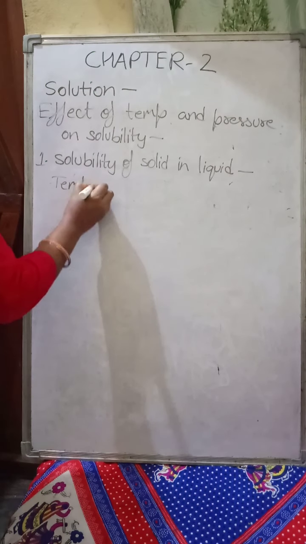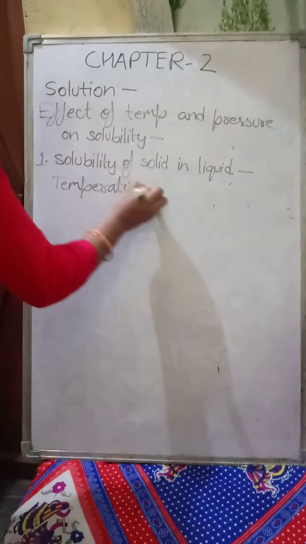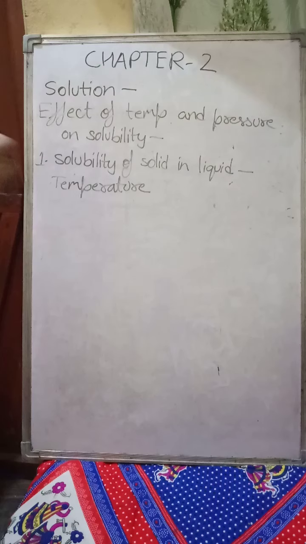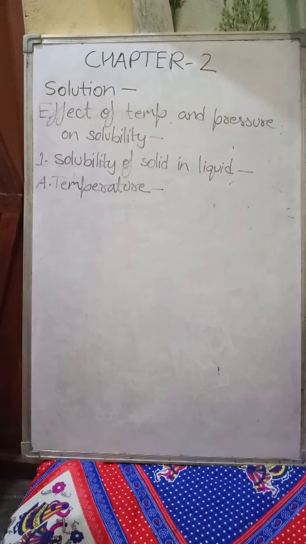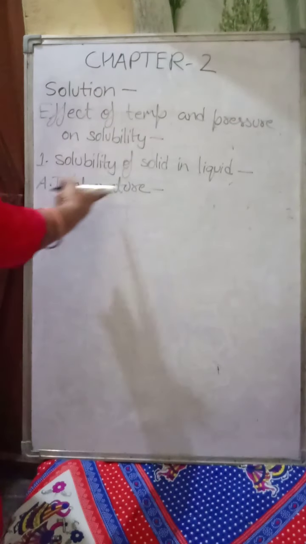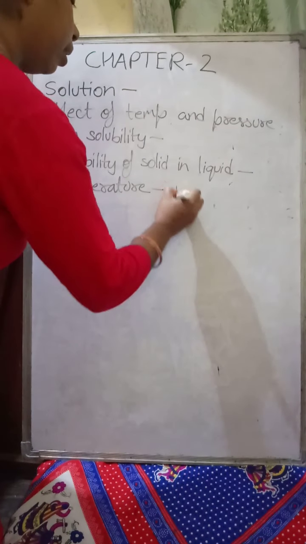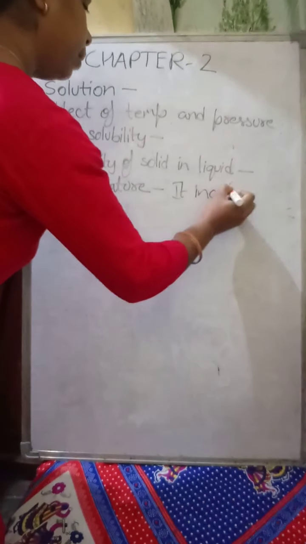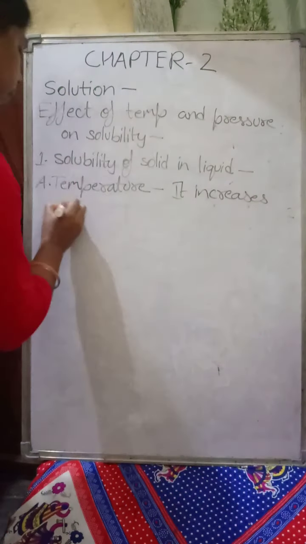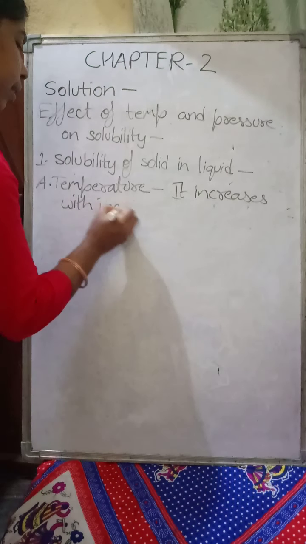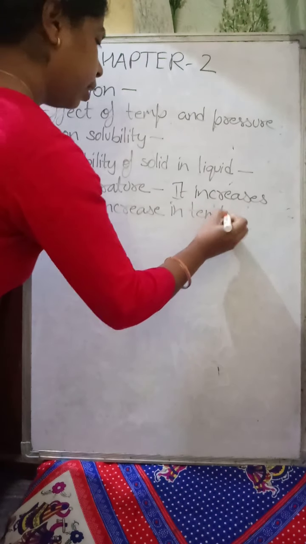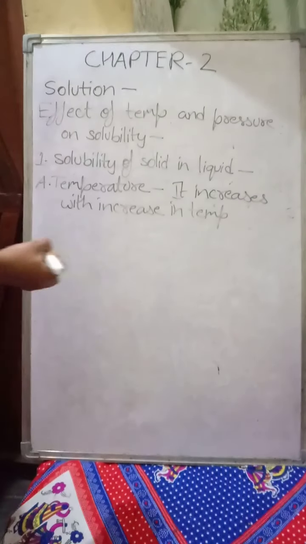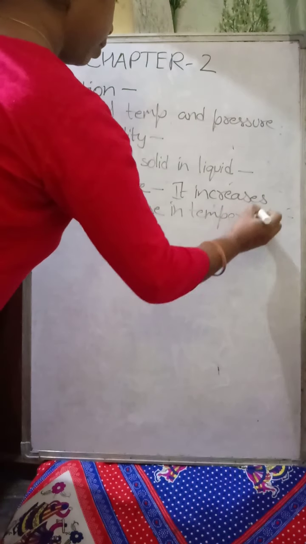So first temperature. Now the solubility of solid in liquid increases on increasing the temperature and it decreases on decreasing the temperature. So it is directly proportional. If we increase the temperature, the solubility increases. It increases with increase in temperature and decreases with decrease in temperature. That is vice versa.